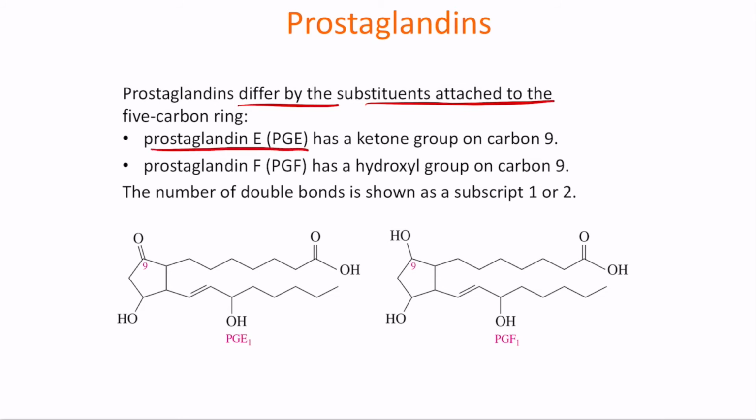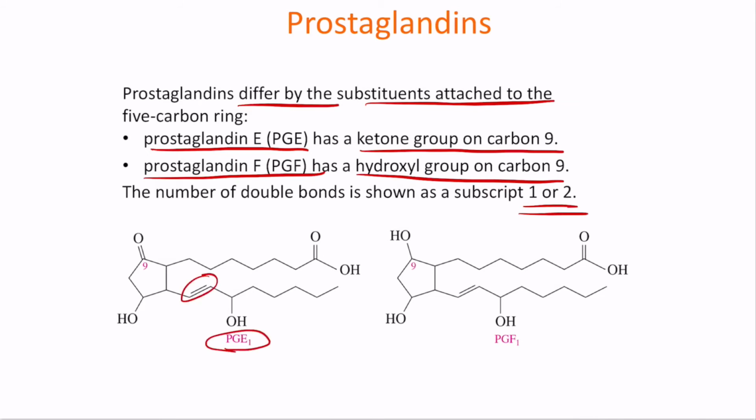So we have prostaglandin E, which has a ketone group on carbon 9, and prostaglandin F, which has a hydroxyl group on carbon 9. The number of double bonds is shown as a subscript, 1 or 2. For example, this structure is PGE1 because it has one double bond, and it is E because there is a ketone group on the 9th carbon. Here you have a hydroxyl group on the 9th carbon and a single double bond, so this becomes PGF1.